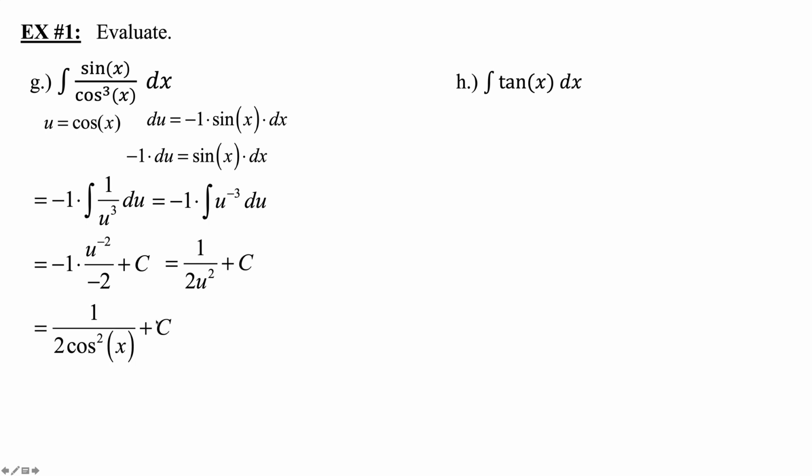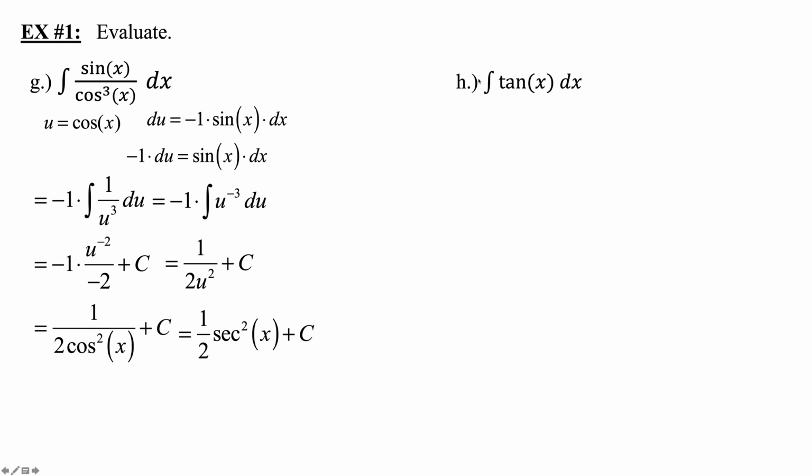Oh, wait a minute, we could go even one step further. 1/cosine is secant. So 1/cosine squared would be secant squared. So we can call this 1/2 secant squared x plus c. And now we have it completely simplified.